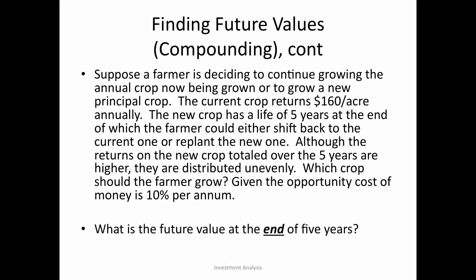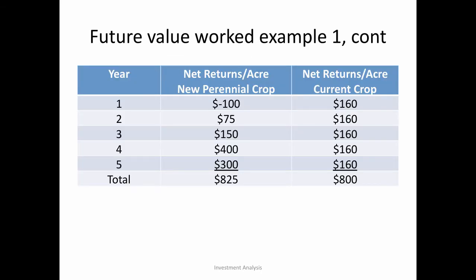And what we want to get at is what's the future value at the end of 5 years. So this is not the future value table, but the value of the perennial crop in year 1, 2, 3, 4, and 5, and the value of the current crop on a per acre basis in years 1 through 5. And if we add up the cash flow over the 5-year planning horizon, what we see is that for the new perennial crop, you would expect to make $825 per acre, but for the current crop, you only expect to make $800 per acre.